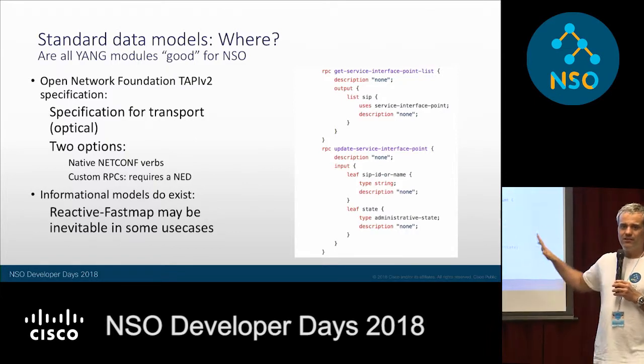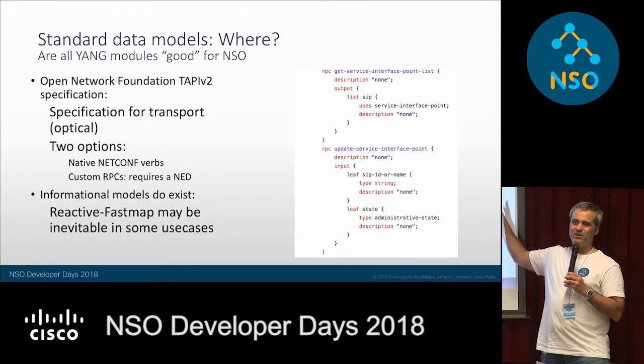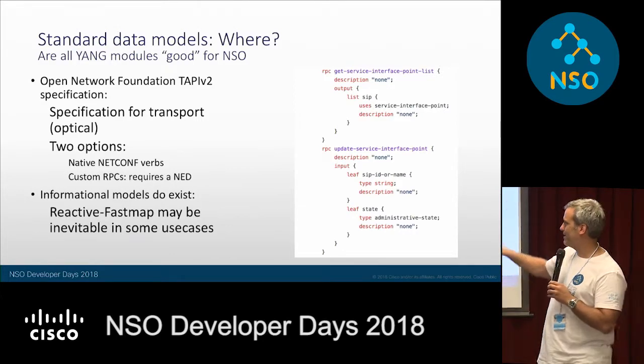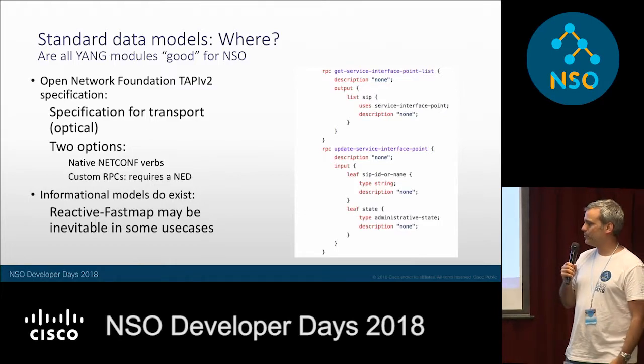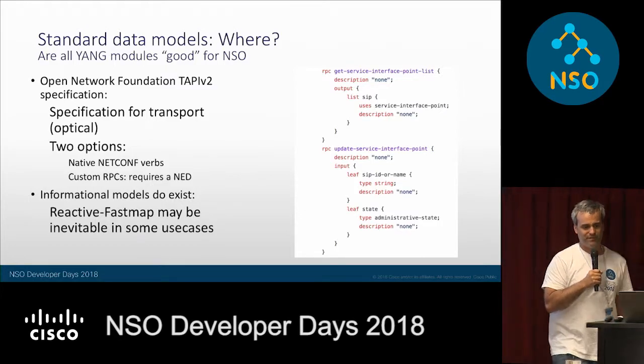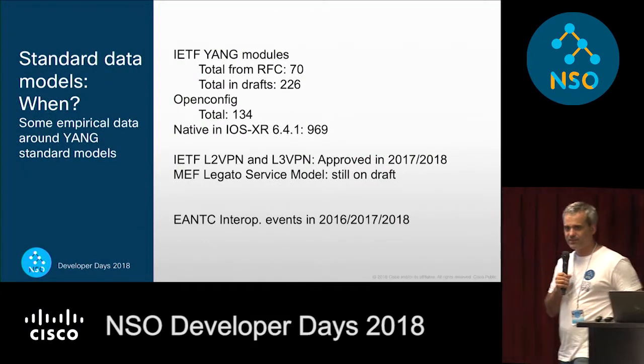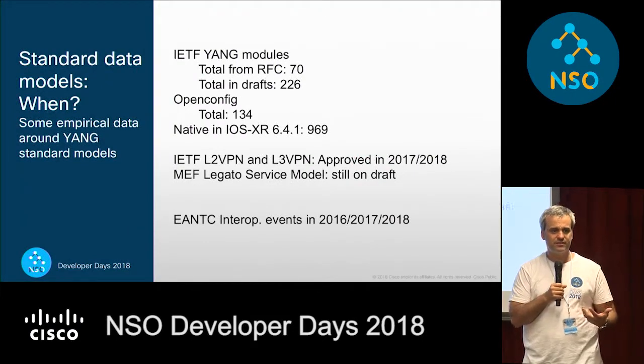So we need YANG models, but we need them by the standard, and hopefully we also choose the right information model. Now, when is this going to happen? When am I going to start using them?